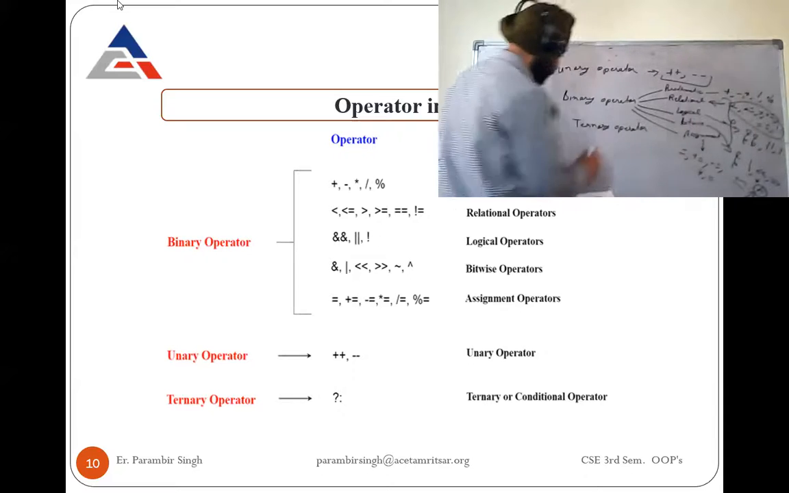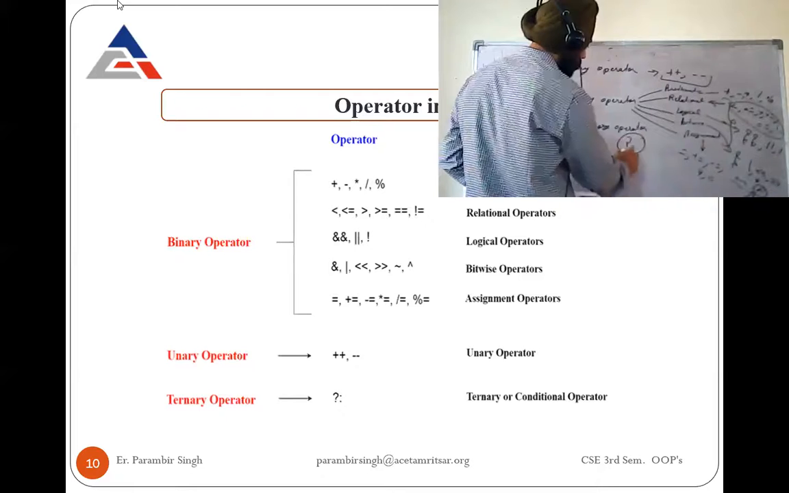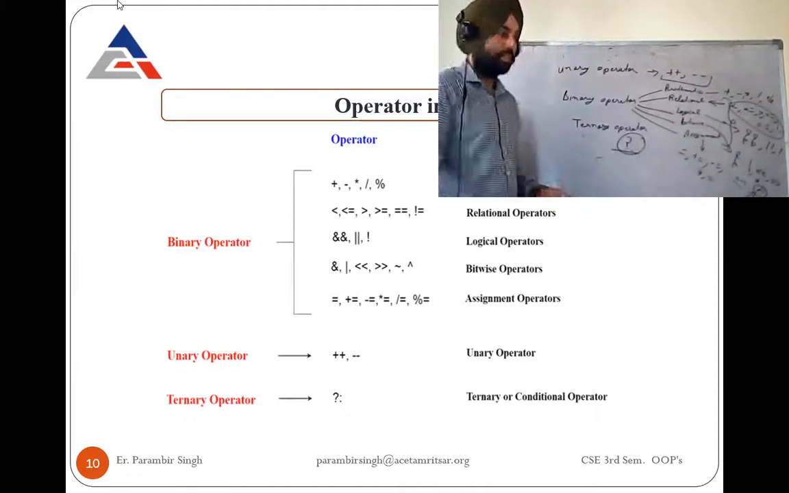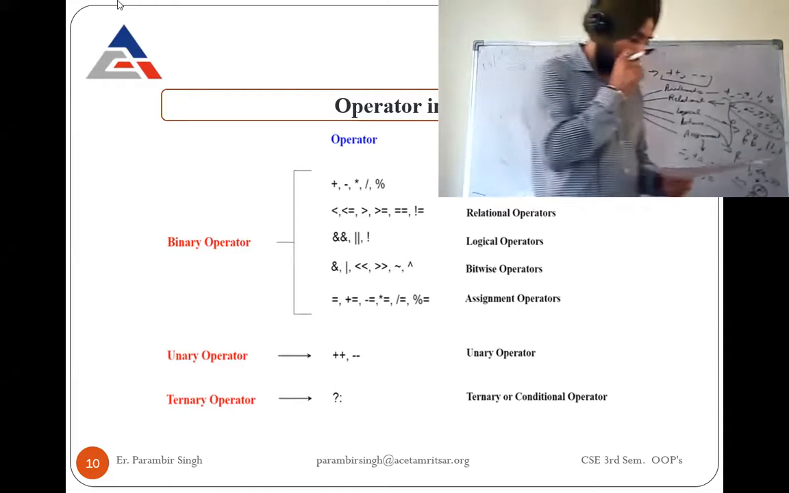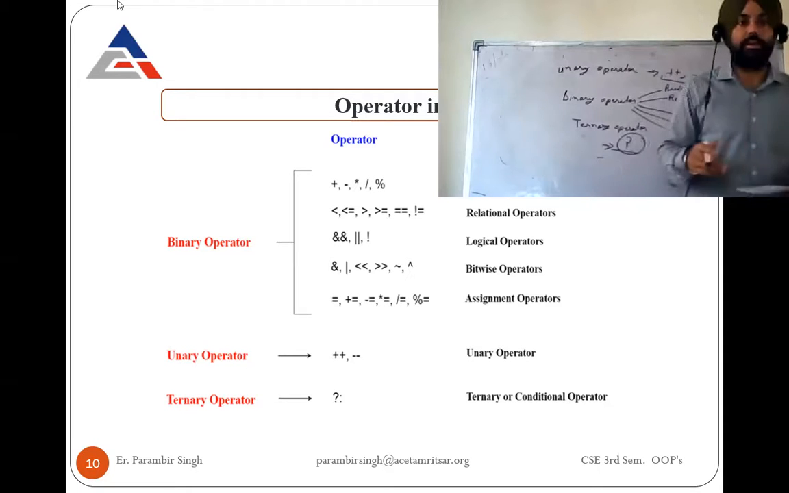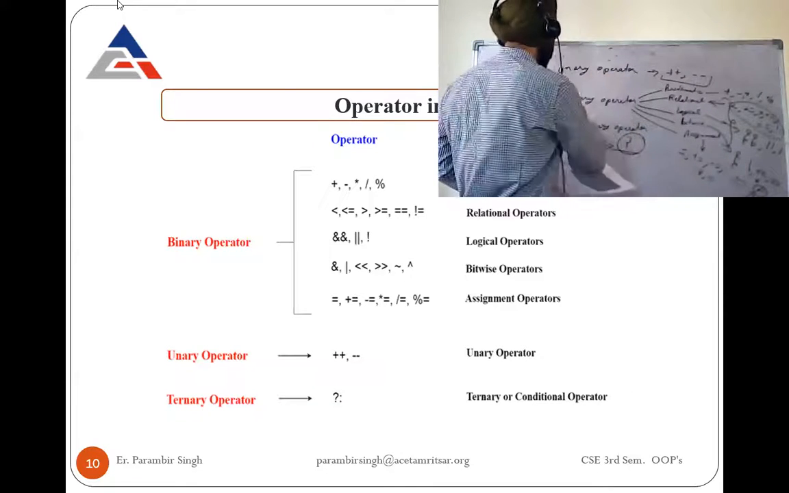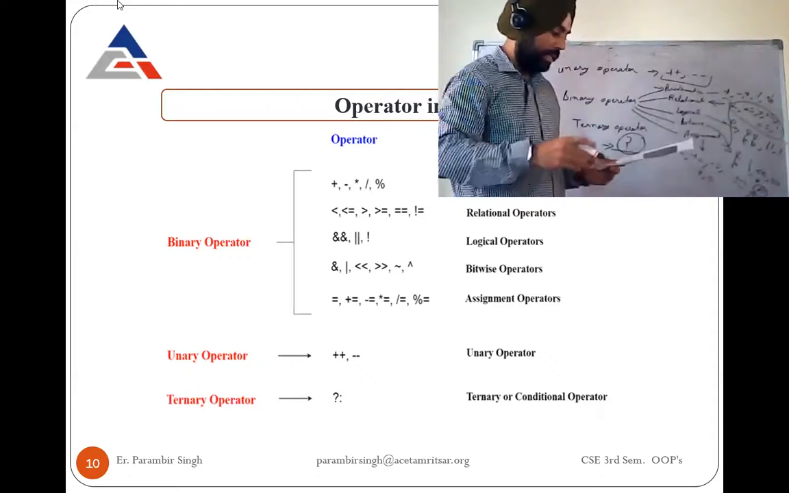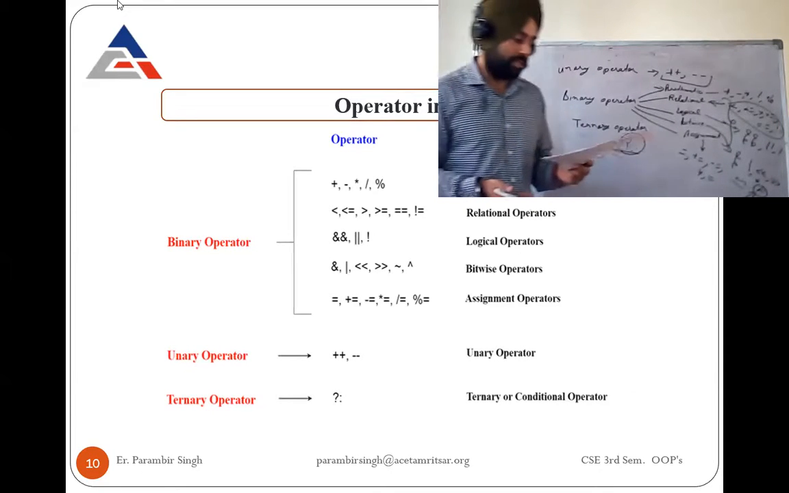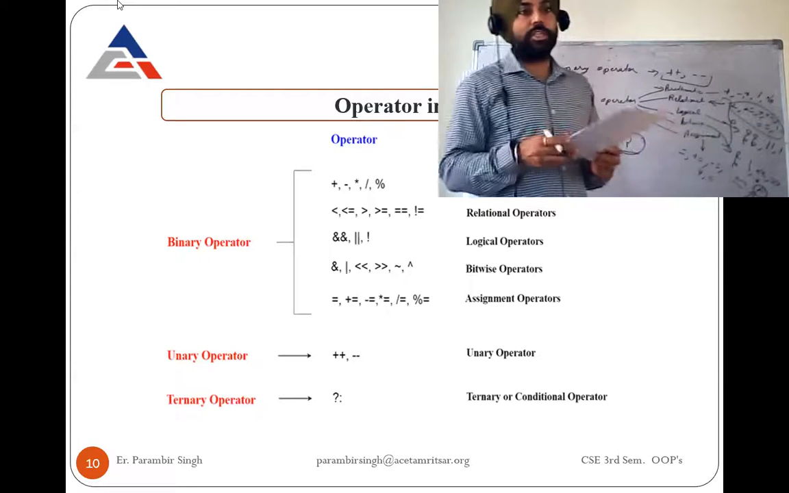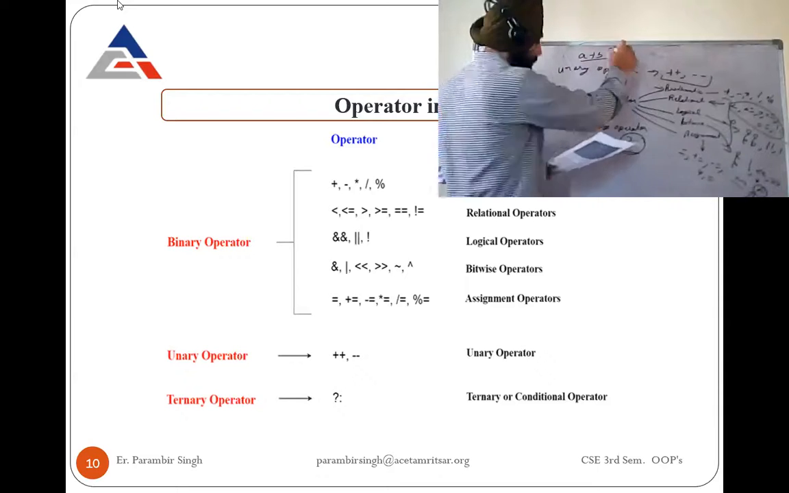Next is the ternary operator. The ternary operator is the question mark and colon. We used this operator in our previous practical. Now I'm going to explain all these operators step by step. The first one is the arithmetic operator. These operators are used to perform arithmetical or mathematical operations on different operands, like a plus b, a minus b.